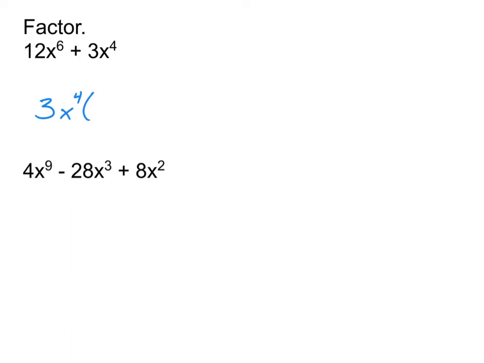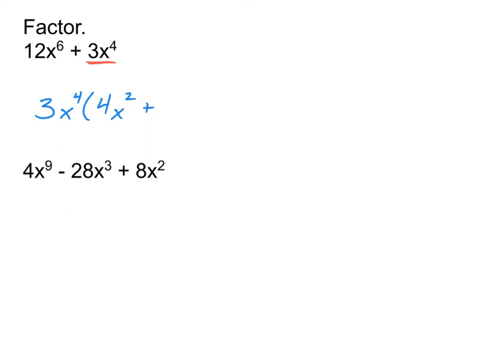All right, now I can go ahead and do that division. And so 12 divided by 3 is 4. And then x to the 6th divided by x to the 4th is x squared. So the first term is 4x squared. And then the plus stays a plus. And then the last term there, 3x to the 4th here. If I do 3 divided by 3, that's 1. Okay, and if I do x to the 4th divided by x to the 4th, it cancels itself out.